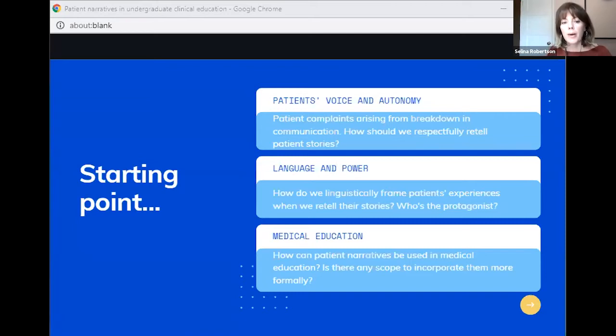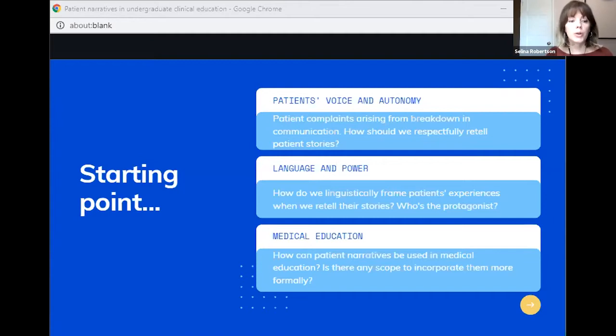And then coming back to medical education, how can we or should we use patient narratives within medical education? And is there any scope to incorporate them more formally? And obviously with recent developments, maybe thinking about when students can't have access to patients, is there a way that we might be able to use those?